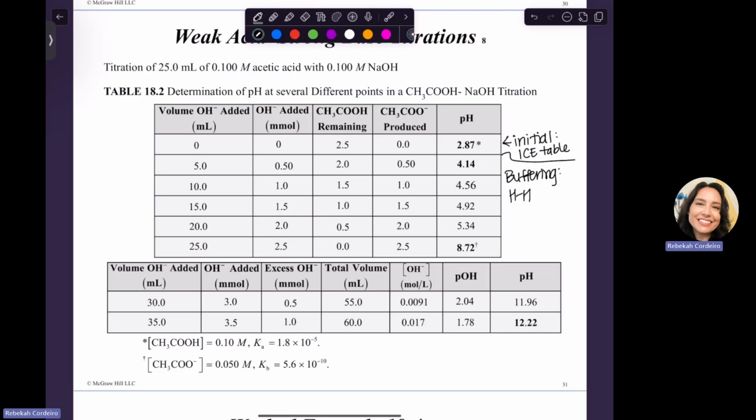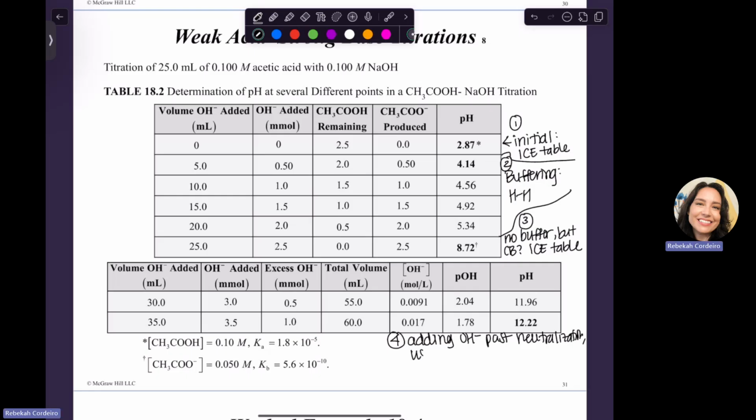So buffering, Henderson-Hasselbalch. And then you get to the point where you have no buffer but you have conjugate base: ICE table. And then at this point, once you're just adding a whole bunch of extra, so this bottom part, there are four different phases. So 4, adding OH past neutralization.